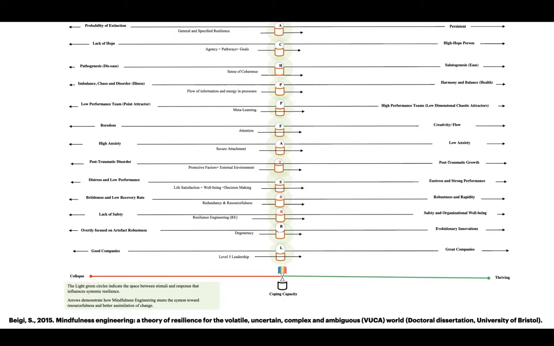agency, pathways and goals, sense of coherence, flow of information, meta-level learning, attention, secure attachment, protective factors and external environments, life satisfaction, well-being and decision-making, redundancy and resourcefulness, and resilience engineering, which is also inspired by another model of resilience in the engineering discipline. I don't describe all these components here today. Also degeneracy, and level 5 leadership.